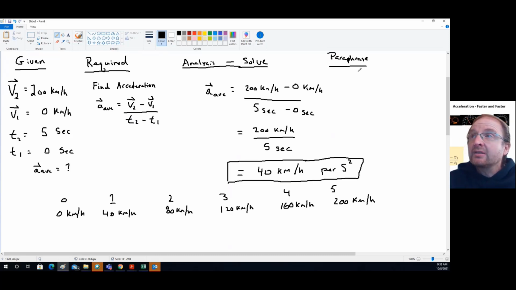We do a paraphrase. So the drag racer's acceleration was 40 kilometers per hour per second squared. We'll skip writing it just in the interest of time here for us all. Let's try another practice problem.